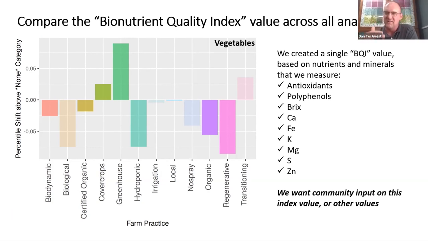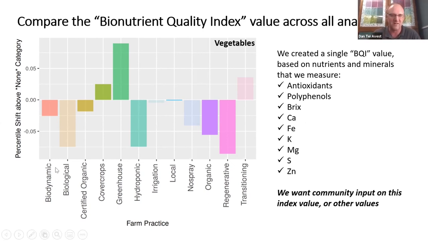Some nutrients or minerals, you need up to a certain point and then too much can cause toxicity. So we don't want to include those. We settled on this list: antioxidants, polyphenols, Brix, calcium, iron, potassium, magnesium, sulfur, zinc. And we said, okay, we're going to create this index, a single value.